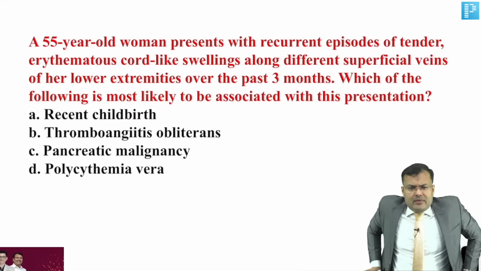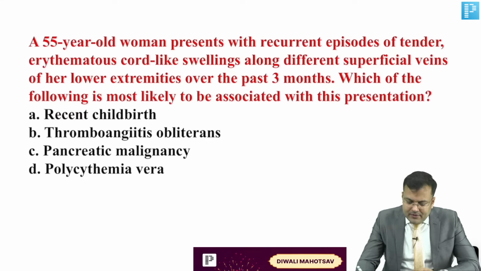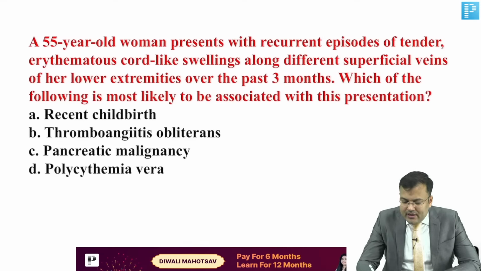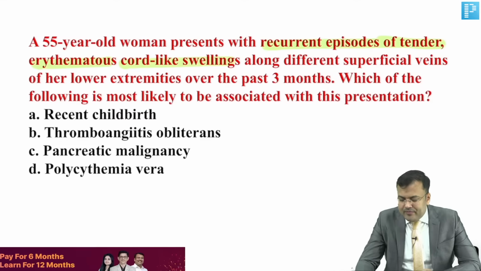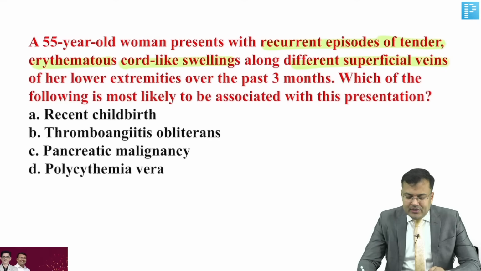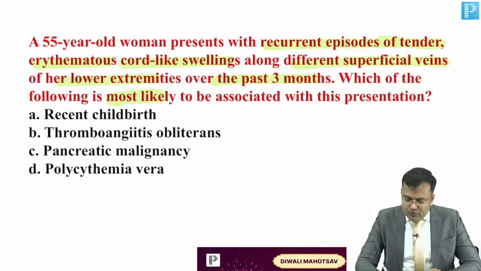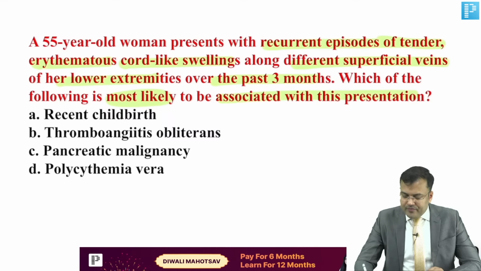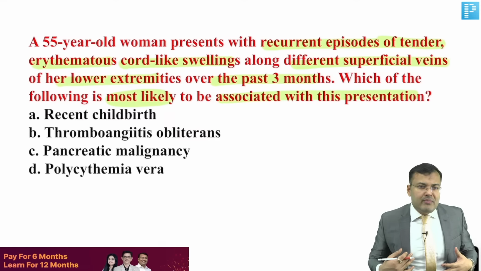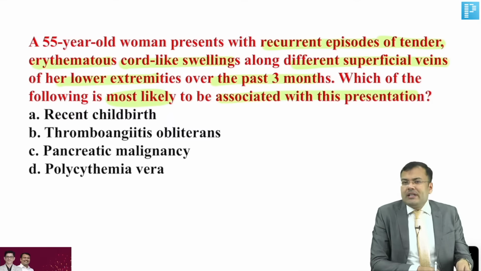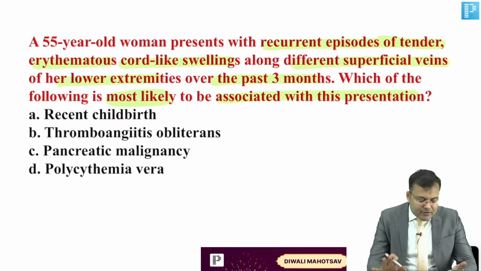Very easy question. Tell me what is the correct answer. A 55 years old woman presents with recurrent episodes of tender erythematous cord-like swelling along different superficial veins in the lower extremity over the past 3 months. Which of the following is most likely associated with this presentation? The patient is having migratory superficial thrombophlebitis. Can anybody tell me what is the name of this phenomenon? Guys, I am waiting for your reply.